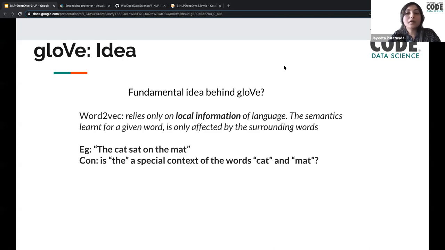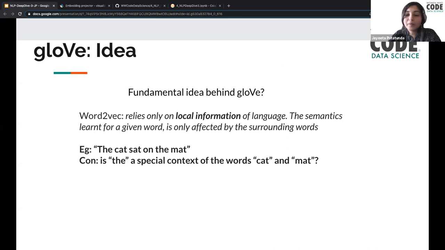Remember we talked about how Word2Vec relies on the local information of the corpus that you're passing, that is, the semantics learned for a given word are affected by its surrounding words. For example, in "the cat sat on the mat," the problem with Word2Vec is that it wouldn't capture whether the word "the" has a special context particular to that sentence, or is just another stop word.